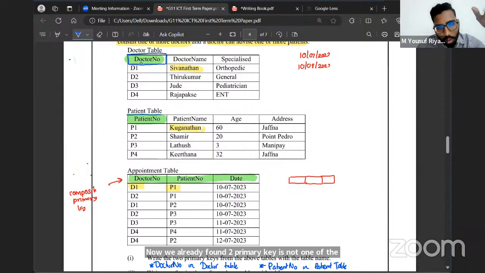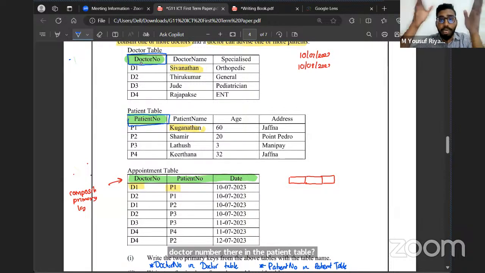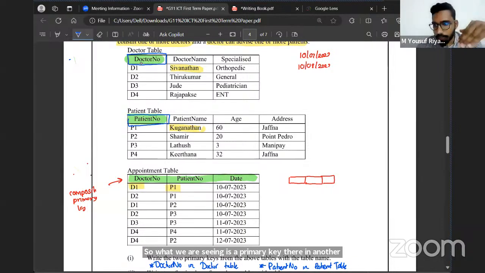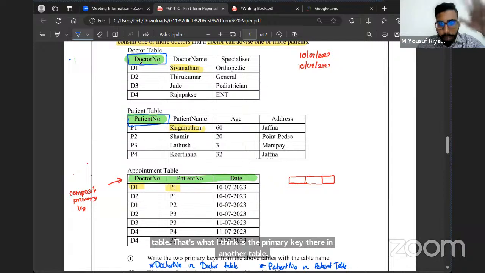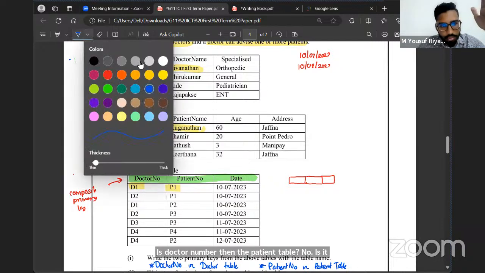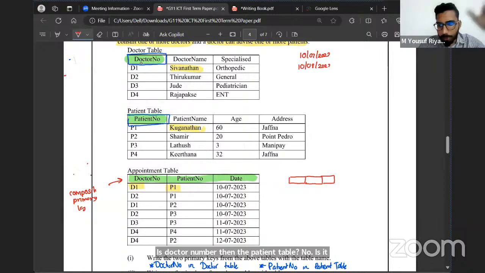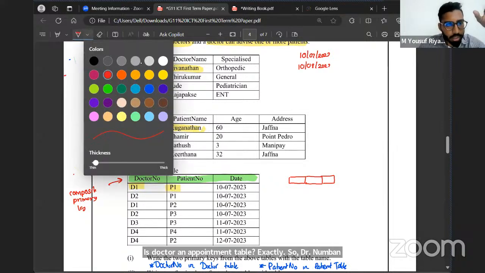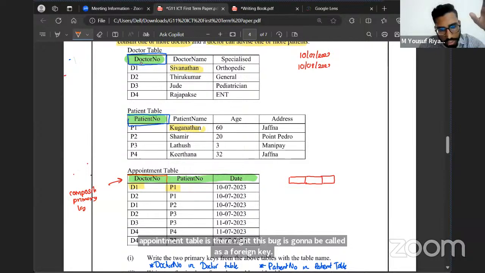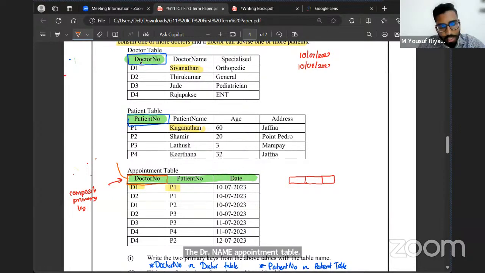Let's start with doctor number. Is doctor number there in the patient table? No. Is doctor number there in the appointment table? Exactly. So doctor number in appointment table is there, right? This is going to be called a foreign key. You can consider this doctor number in appointment table as a foreign key, because it is a primary key in another table. This is one of the foreign keys we have.